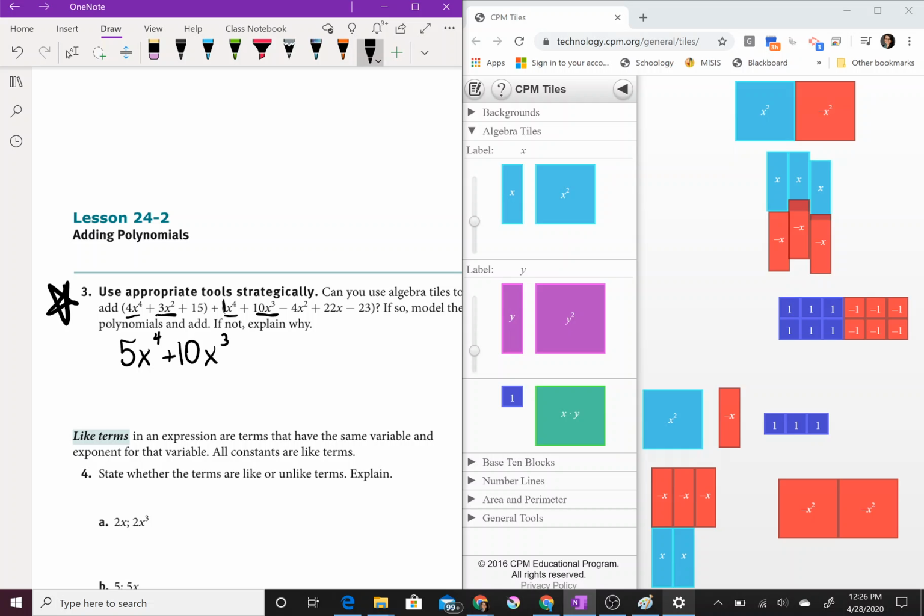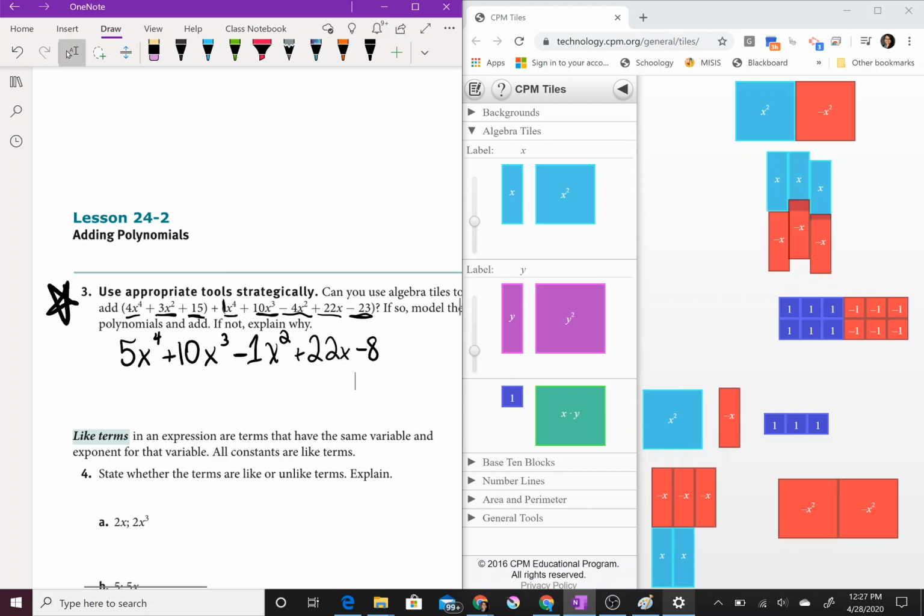I have x squared. There's 3x squared, and there's negative 4x squared. Together, that's going to make negative 1x squared. There is an x. I have 22x, but then there's no other terms for that, so that'll be by itself. And then I have 15 and negative 23 as my constants. Add those together, I should get negative 8. So that's my polynomial. And notice, if you're adding two polynomials together, you should get a polynomial in the very end. Okay, so this is going over adding polynomials.